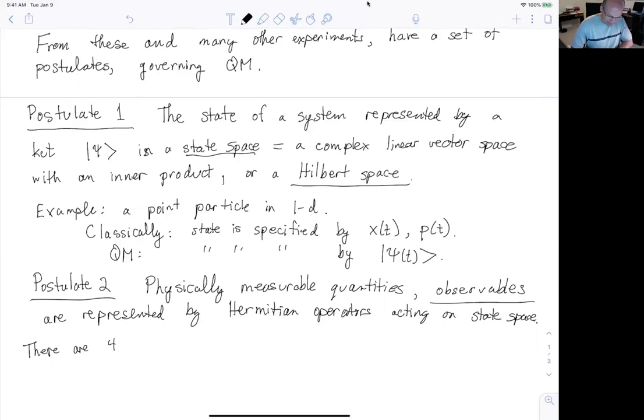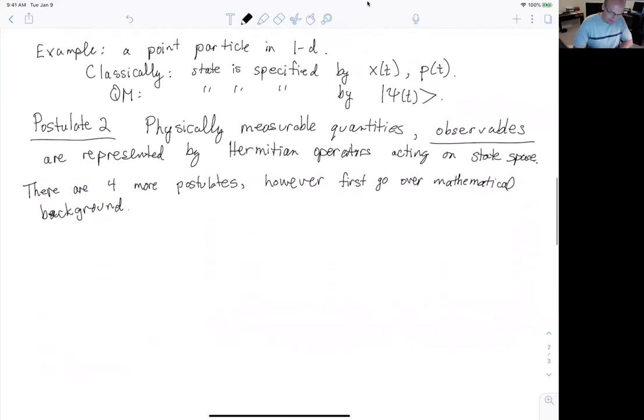Okay, so there are four more postulates, but I'm not going to go over them now, because first of all, we have to figure out these first two postulates by understanding all the things that are defined within them. Those are in chapter three, along with these two. But first, we're going to go over the mathematical background, the definitions and the theorems that we're going to need in order to efficiently deal with these postulates and understand these. Okay. So we're going to start with a definition. We need to define what's a complex linear vector space.